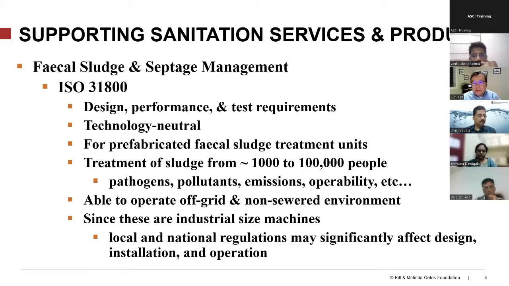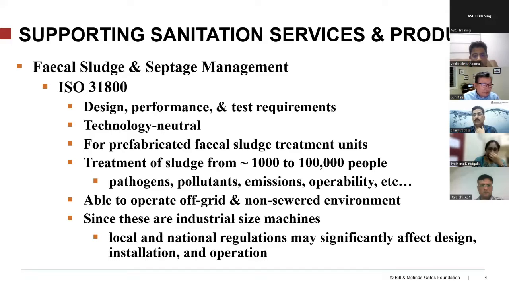The ISO 31800 is technology neutral, but it does have specific requirements. The standard is really for prefabricated units, whereas many treatment systems are typically stick built on site, and that requires a tremendous amount of engineering and costs associated with building it on site. So the idea here is to build as much of it in a prefabricated form. These are intended to be fairly large systems, treating approximately the sludge and septic from 1,000 to 100,000 individuals, maybe more, maybe less. But the key elements are that it addresses the pathogens, the pollutants, the emissions, and the utility or the business that's going to operate this, its operability. And really there's maintainability and ease of use.